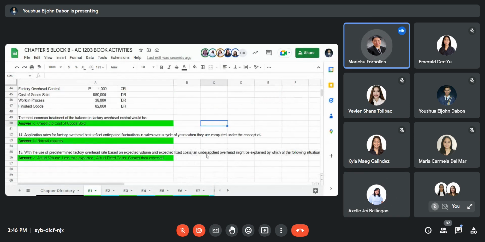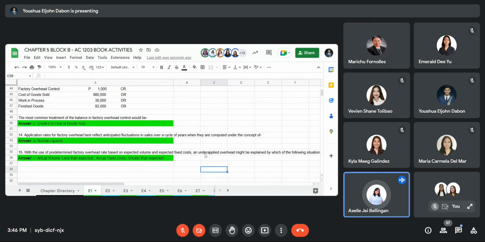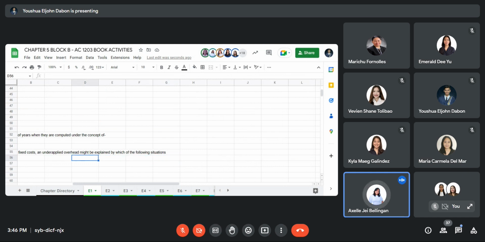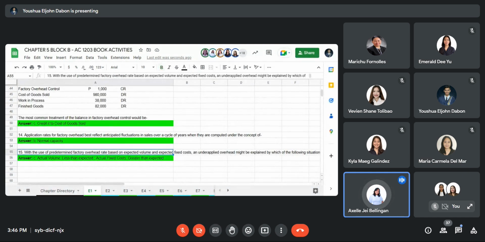Number 14. Application rates for factory overhead best reflect anticipated fluctuations in sales over a cycle of years when they are computed under the concept of answer is B, normal capacity. Correct. Number 15. With the use of a predetermined factory overhead rate based on expected volume and expected fixed costs, an underapplied overhead might be explained by which of the following situations? Answer is letter C. Actual volume is less than expected and actual fixed cost is greater than expected.